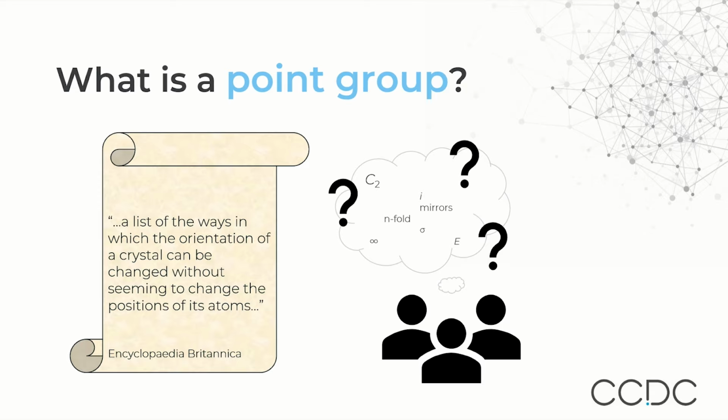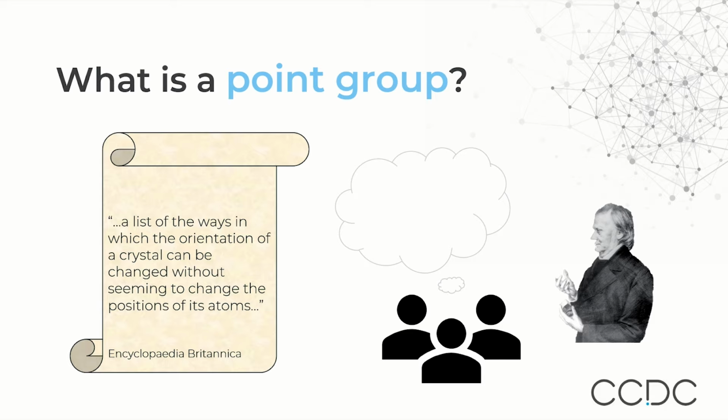This might seem a bit of a pointless exercise, but in 1830, a German mineralogist, Johann Hessel, proved there were only 32 distinct combinations of these symmetry operations. This means by characterizing the symmetry of one crystal or molecule, we get information we can apply to many others, because lots of properties depend on the underlying symmetry.